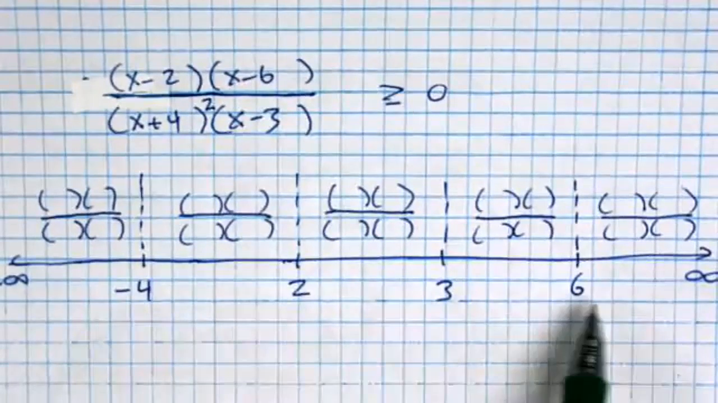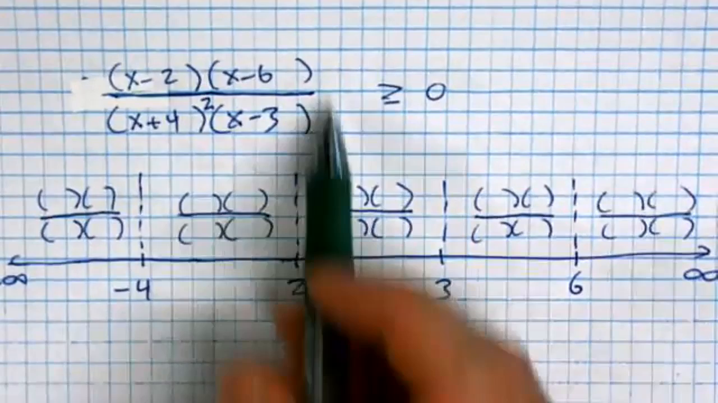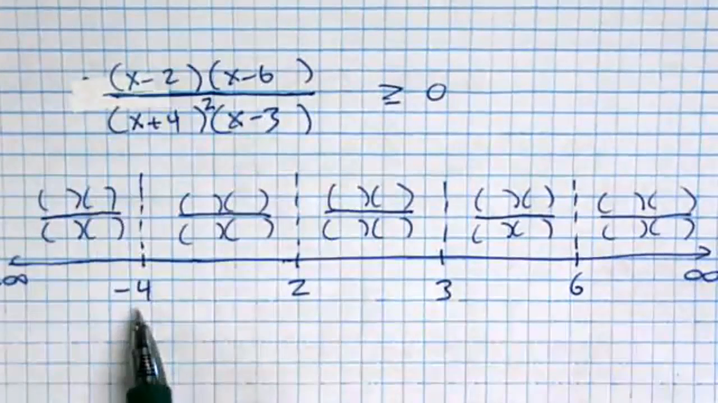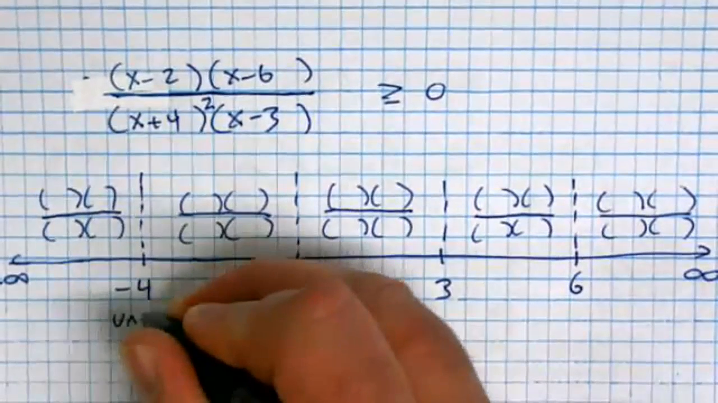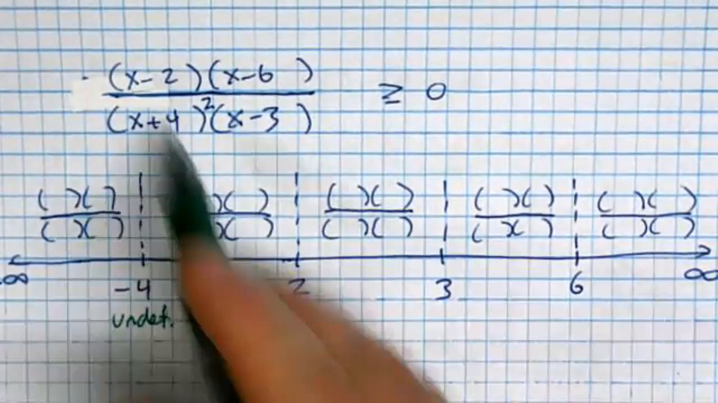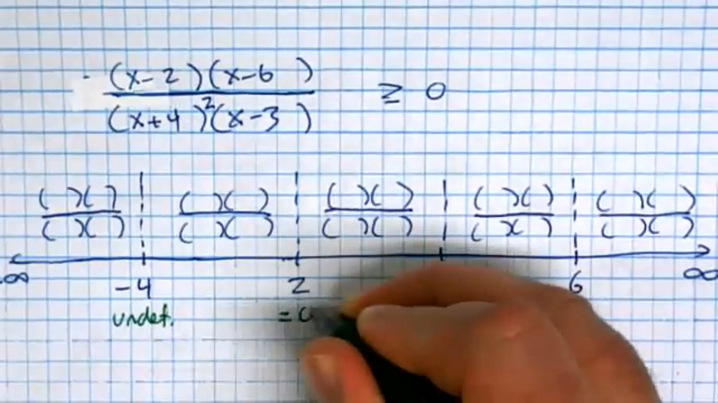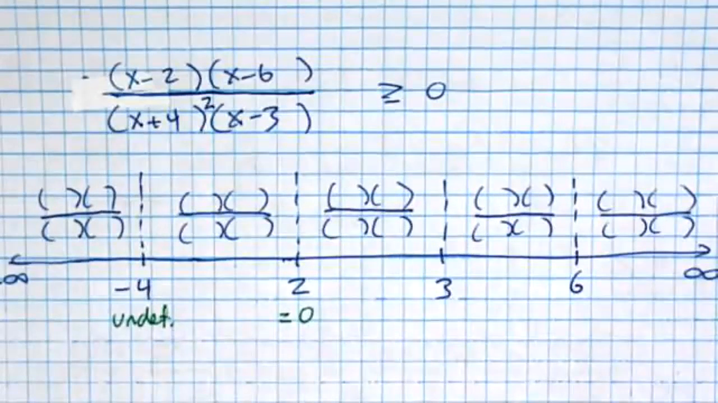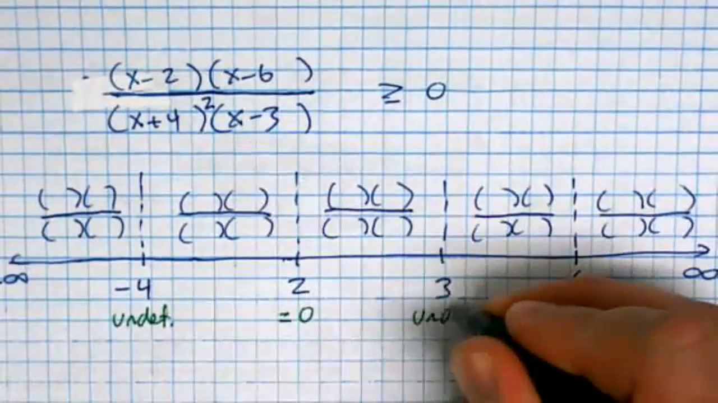This is key. Underneath each of these numbers, I want you to write one of 2 things, either equal 0 or undefined. And negative 4, is this fraction going to be undefined or equal to 0? Negative 4 would cause a 0 in my denominator, which makes it undefined. And at 2 equals 0, right? That's coming from a numerator. That's going to be an x-intercept. So that thing is equal to 0 at 2. And in 3, that's a vertical asymptote, so it's undefined.